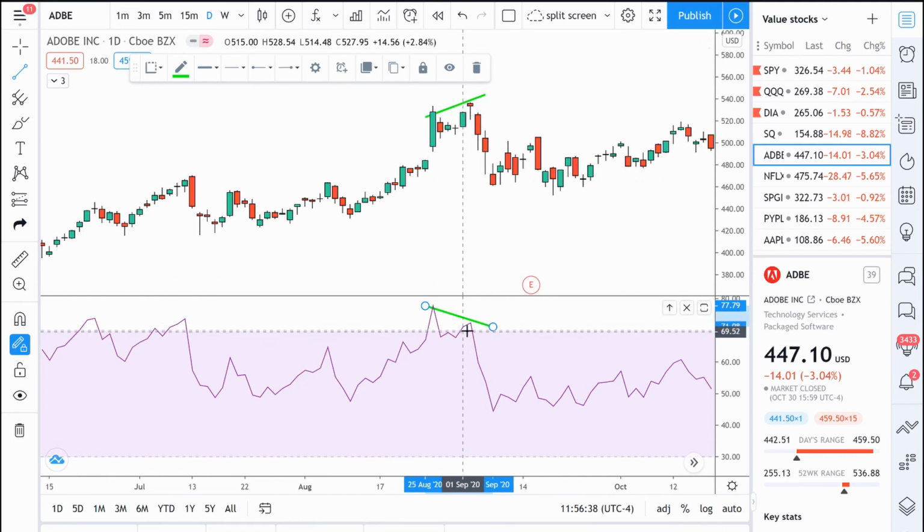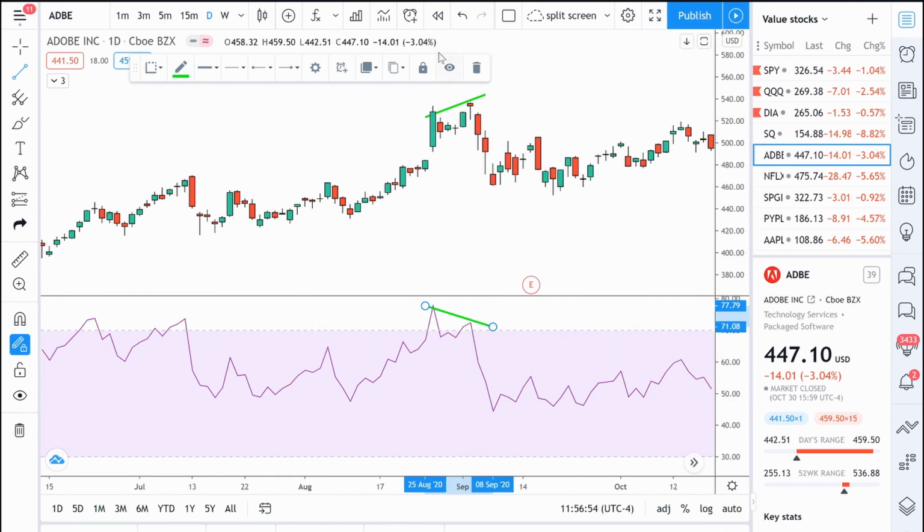Peaked right there. Should I sell? Let's look at RSI. There's some divergence right there. Maybe we should sell. And then look what happened. It went from 583 and over the course of the next 4 trading days all the way down to 461. That is a great sell signal.